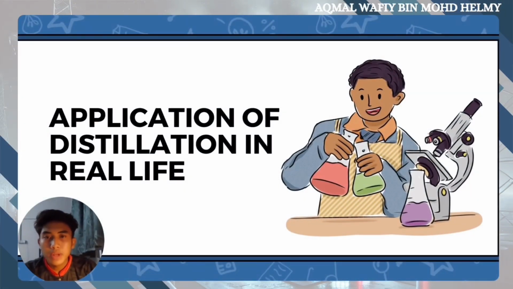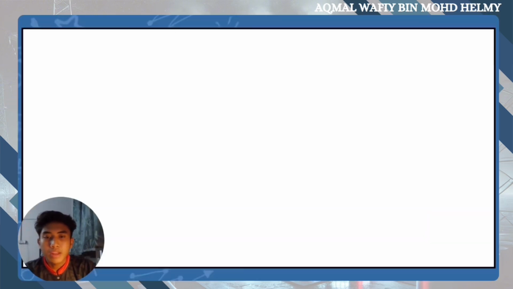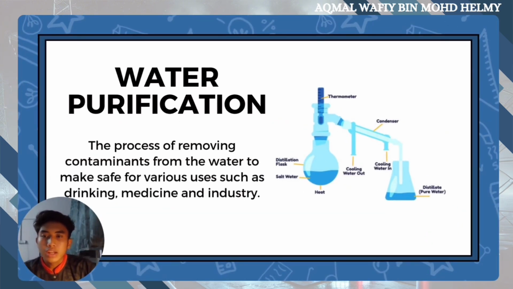Next, we move to the application of distillation in real life. So there are two most common applications of distillation, which are water purification and oil refining. Water purification by distillation is a process that involves heating water to its boiling point, then collecting and condensing the vapor back into liquid form. This method effectively removes impurities such as salts, heavy metals, and microorganisms from the water.